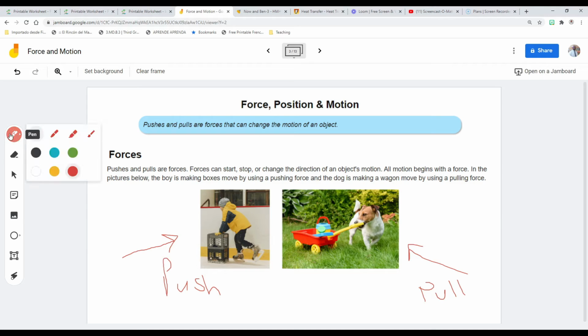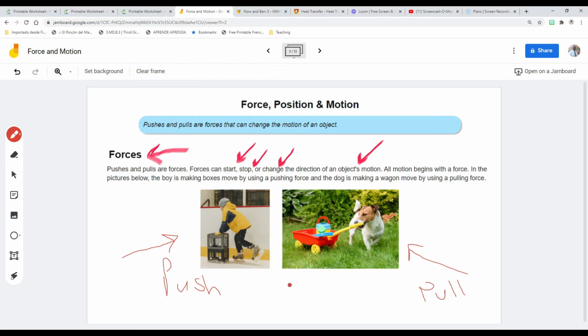Now let's talk about forces. What is a force? Pushes and pulls are forces. That's a fact. Force can start, can stop, or can change the direction of an object's motion. The force you apply to something can determine where it's going. All motion begins with a force. An object cannot move unless a force is applied to it.